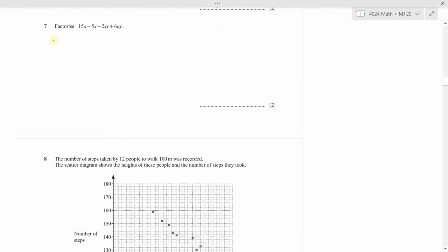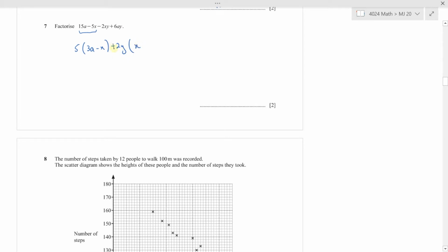So the next question, question number 7, factorize 15a minus 5x minus 2xy plus 6a. So from these two, I can take 5 common. So I'll be left with 3a minus x. And then from these two, I can take 2y common. So minus 2y. And then I'll have x here.